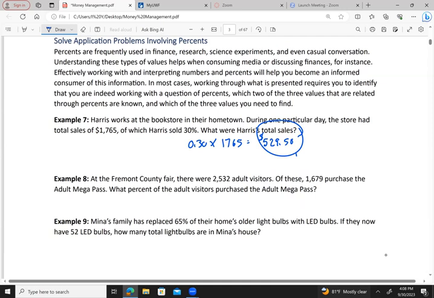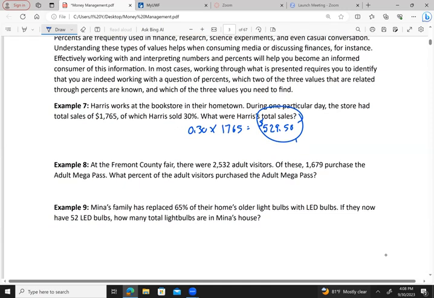At the Fremont County Fair, there were 2,532 adult visitors. Of these, 1,679 purchased the adult Mega Pass. What percent of the adult visitors purchased the adult Mega Pass? Well, percentage is part over whole times 100. The part is 1,679. The whole is 2,532 times 100 to get percentage. 1,679 divided by 2,532, and we get 66.3%.